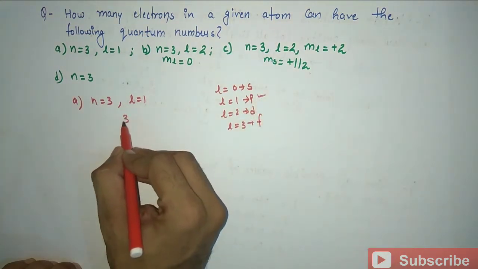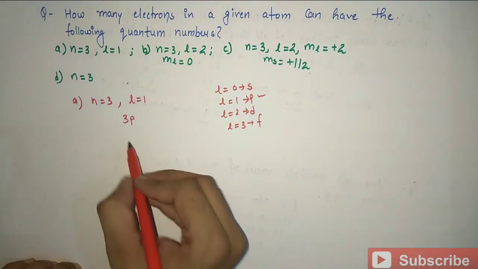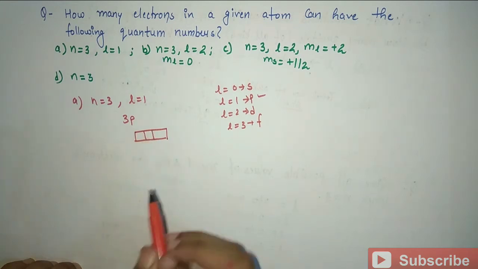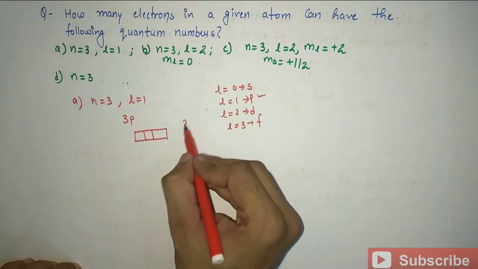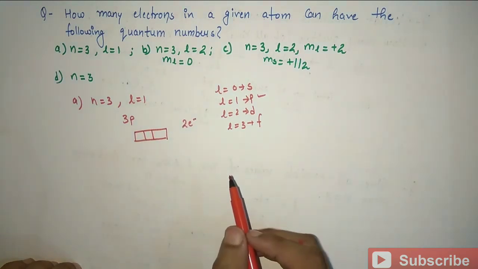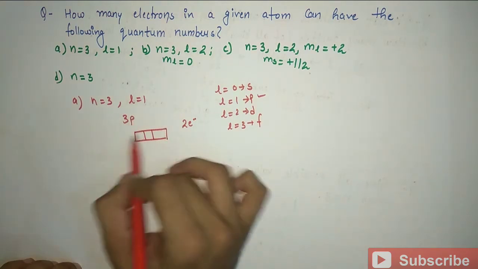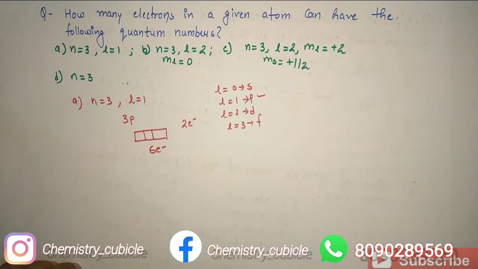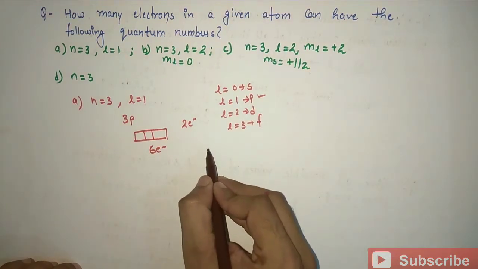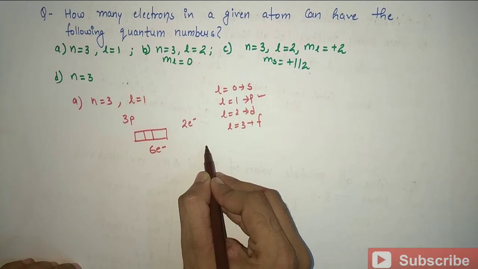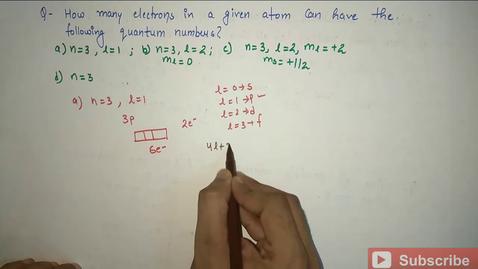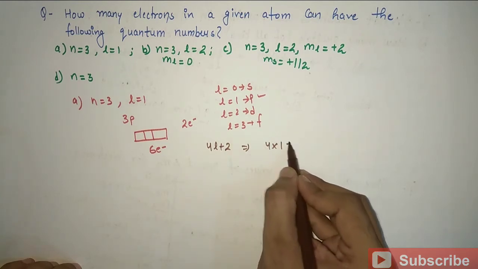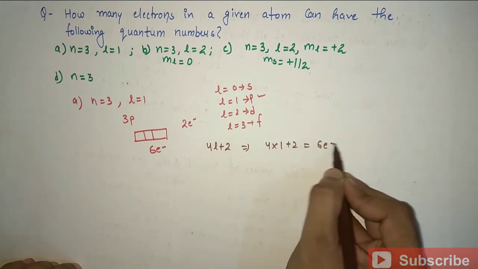So it is talking about the 3p. Since p has 3 orbitals, and each single orbital can hold a maximum of 2 electrons, the total number of electrons in this 3p will be 6 electrons. I have also told you the formula that the total number of electrons in a subshell is given as 4l plus 2. So this comes out to be 4 into 1 for p plus 2, so this comes out to be 6 electrons.